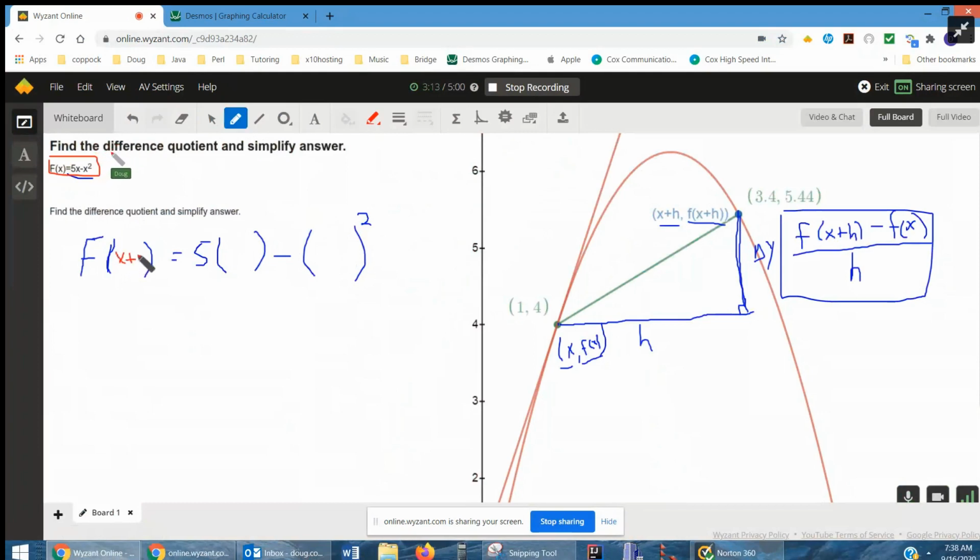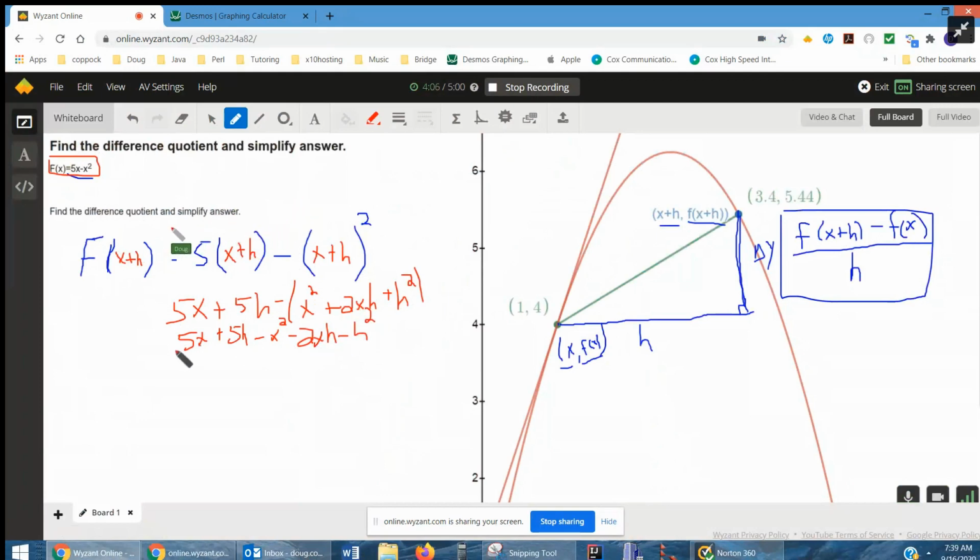f of x plus h is 5 times the quantity x plus h, minus the quantity x plus h squared. And I'm going to simplify that before we substitute into this formula. Okay, so we're going to distribute the 5: 5x plus 5h, minus, this binomial squared will be x squared plus 2xh plus h squared, squaring a binomial. And if I remove the parentheses, I get minus x squared minus 2xh minus h squared. So that complicated looking expression is this part right here of the difference quotient.